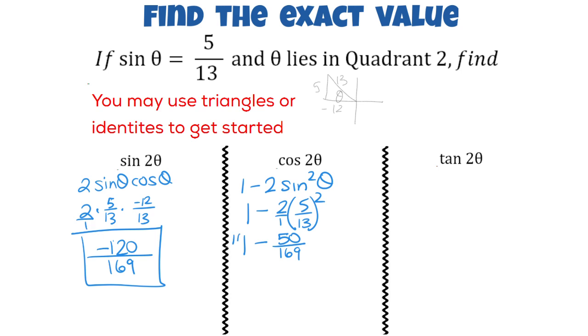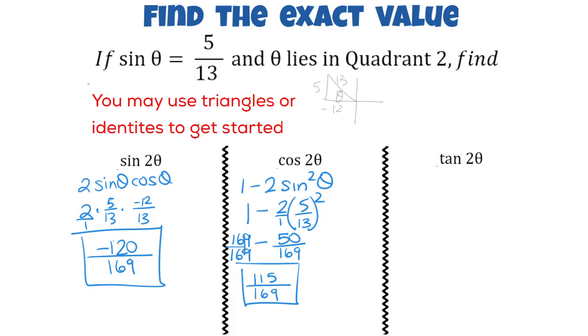Might sneak in here, change my 1 to a 169 over 169, and then I subtract, and I end up with 115 over 169. Notice that it is positive, which makes sense. If I were to have doubled this, I would have landed over here where cosine is positive, but sine is negative.